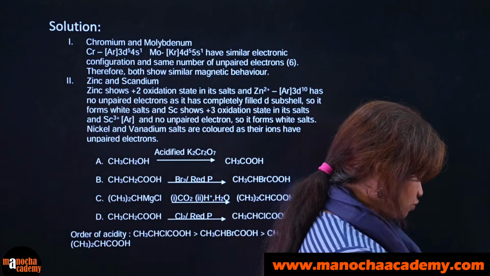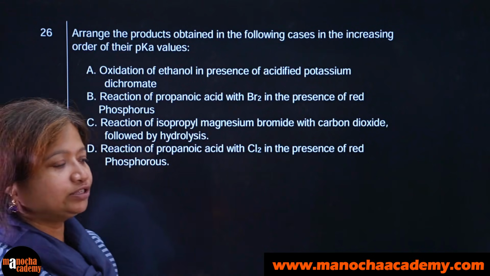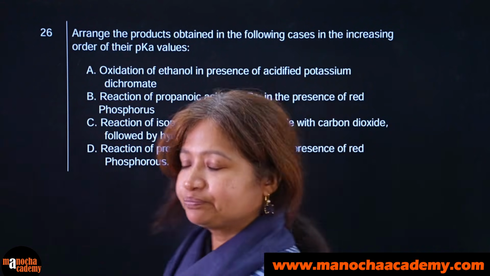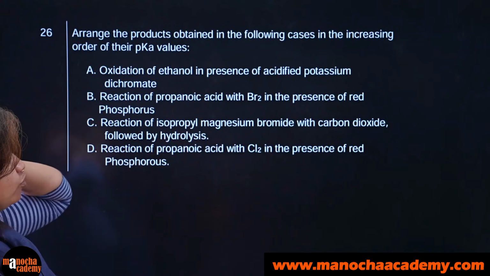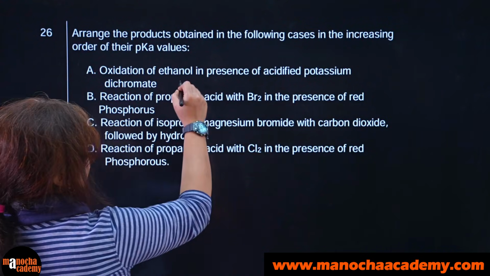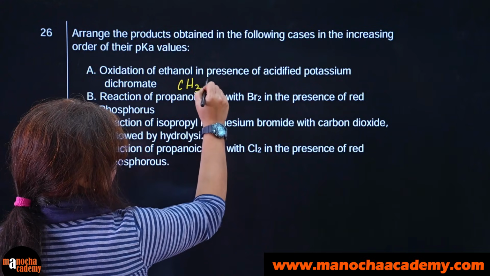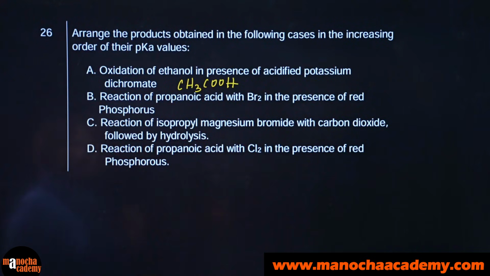I'm moving to the next one. This is a very good question. Read the question first, all of you. Oxidation of ethanol in the presence of acidified dichromate. Now we know that ethanol will give us ethanoic acid. I'm not writing the reaction now, we'll see it in the answer. Ethanol gives us ethanoic acid.